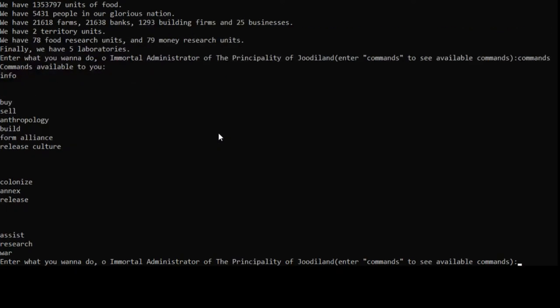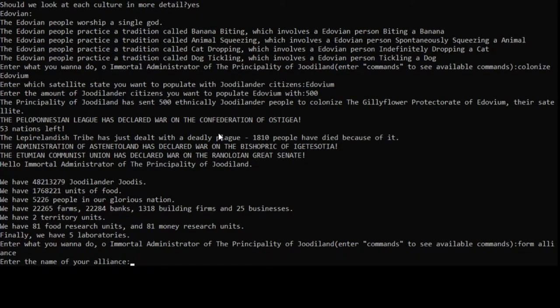There is Assist. You can give your vassal states things like buildings, money, food, and then you can colonize them and send people of your culture to them. You can also annex them if their primary culture is the same as yours, and you can release them and just make them another independent state. Form alliance if I have enough money. Yes, it costs 25 million, I believe.